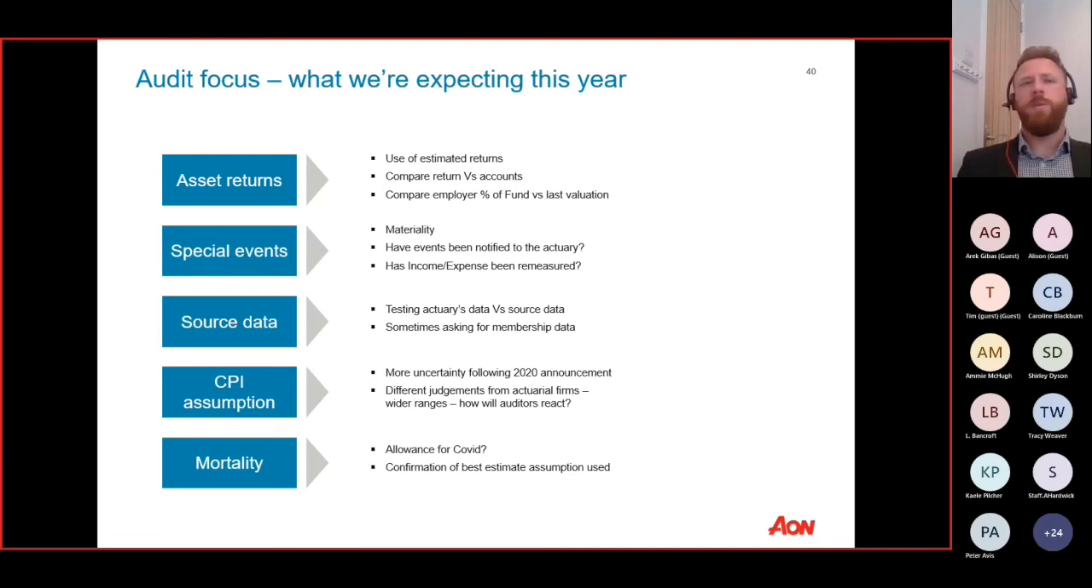What we would say, though, is it's worth querying with the auditors what they're aiming to test when they're asking for that full membership data, and to understand if there's an alternative way for them to get comfortable with the figures rather than carrying out all that extra work and getting that extra information.